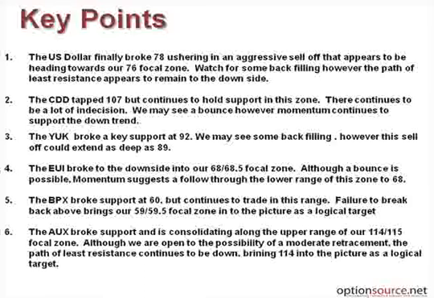And finally, the AUX broke support and is consolidating along the upper range of our 114-115 focal zone. Although we are open to the possibility of a moderate retracement, the path of least resistance does continue to be to the downside, bringing 114 into the picture as a logical target.